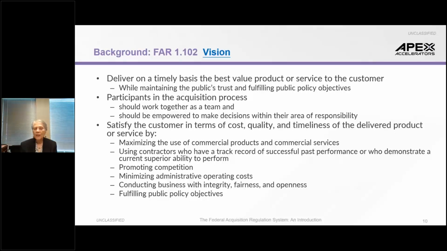The vision includes satisfying the customer in terms of cost and quality and timeliness all at once. So there are several mechanisms that they use to do that. One is maximizing the use of commercial products and commercial services. And you'll see that that is covered in FAR Part 12. It's all about commercial products and services. They want to use contractors who have a track record of successful past performance or who demonstrate a superior capability to perform.